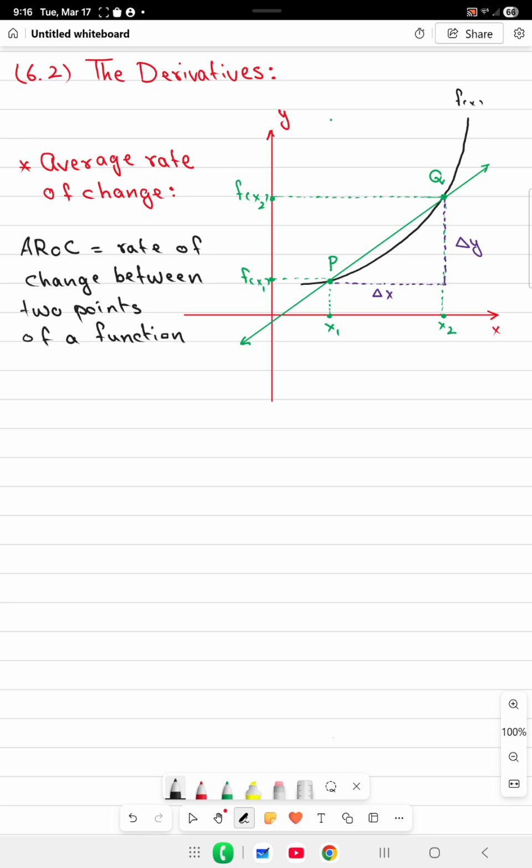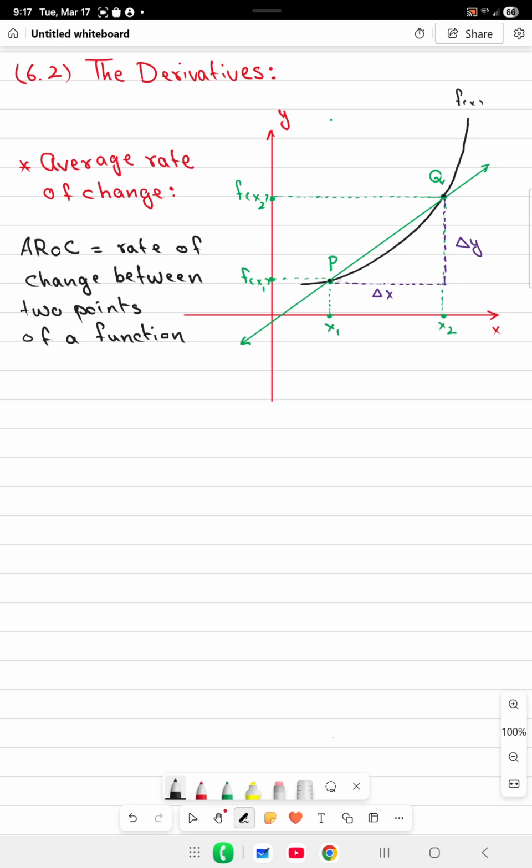If you look at the graph of f of x on the right side of the screen, I want to find the average rate of change between point P and point Q. Of course, point P has coordinates which I named x1, and on the y-axis it will be f of x1, and point Q has coordinates of x2, and on the y-axis I name it f of x2.